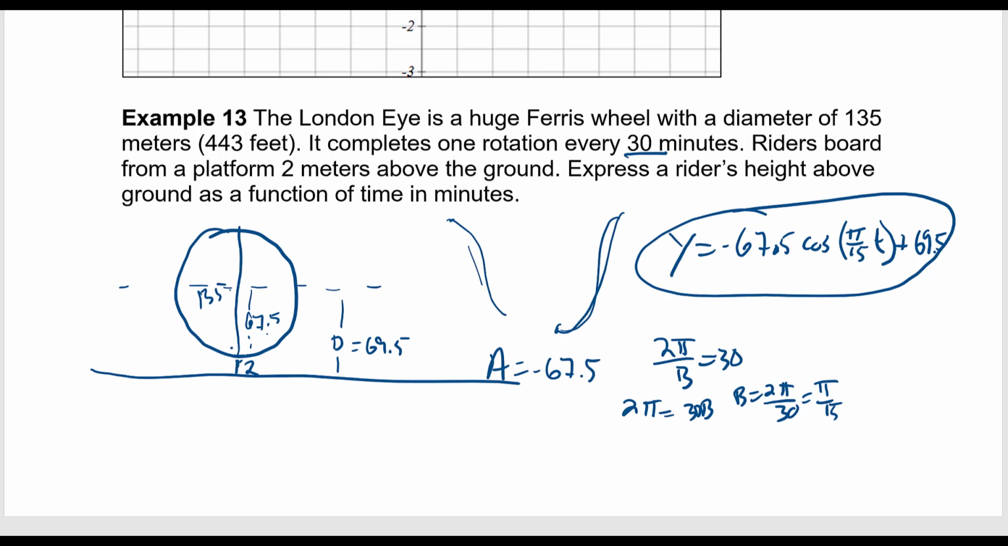Again, it's cosine. I chose cosine because it starts low, it goes high, and comes back down again. You start low, you go up to the top, and you come back down again. And since it starts low instead of starting high, that's why we do a negative 67.5.